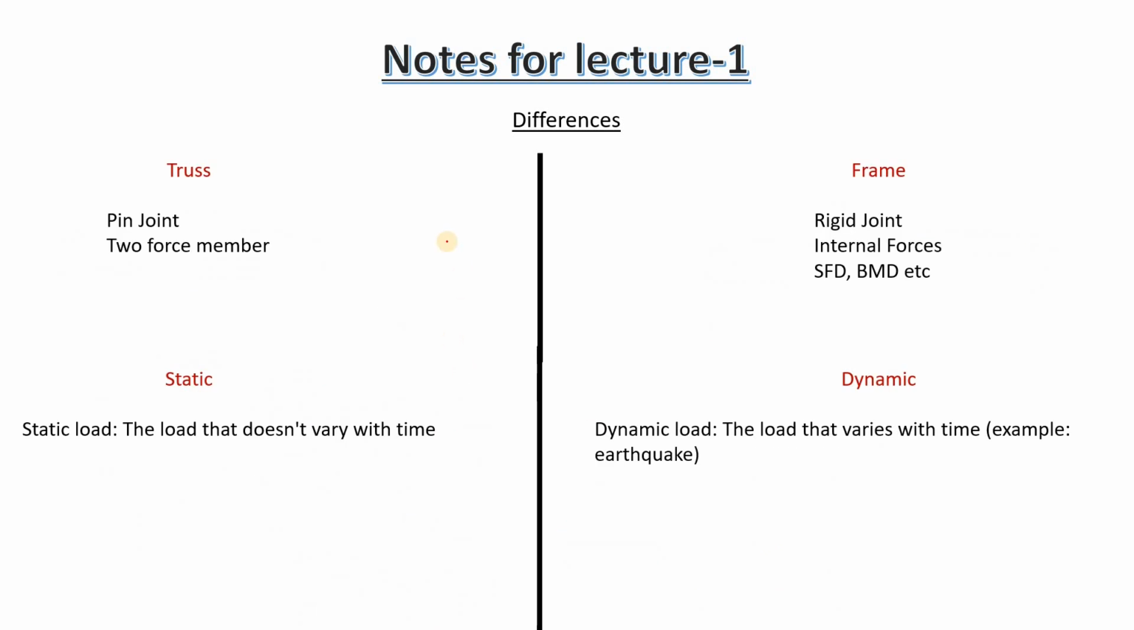Okay, then the difference between a truss and a frame. The truss has pin joints whereas frames have rigid joints, and trusses are two force members, whereas frames have internal forces like shear force and bending moments, etc. So a truss only has two forces. It can be either compression or tension, but the frames actually have internal forces.